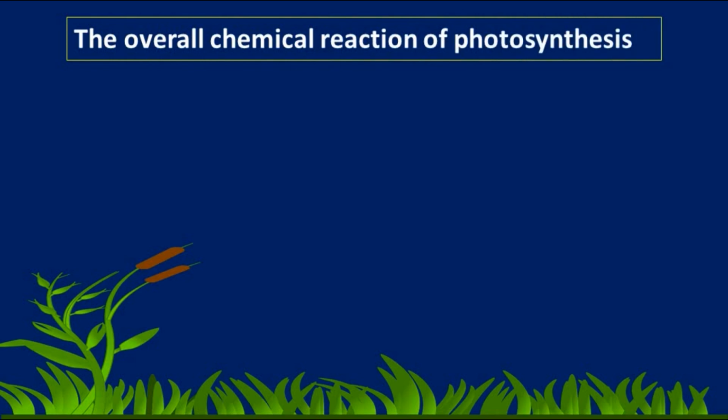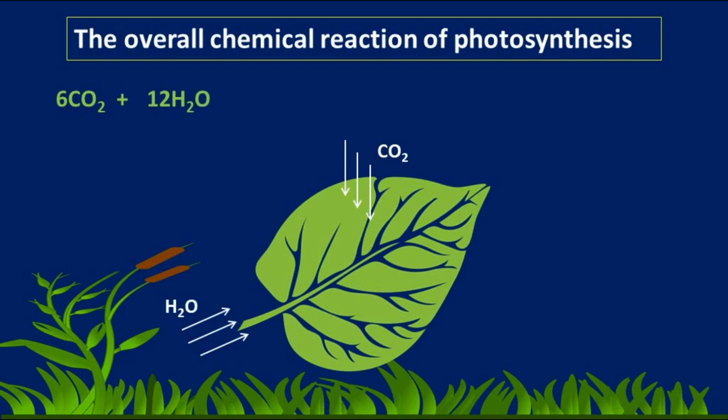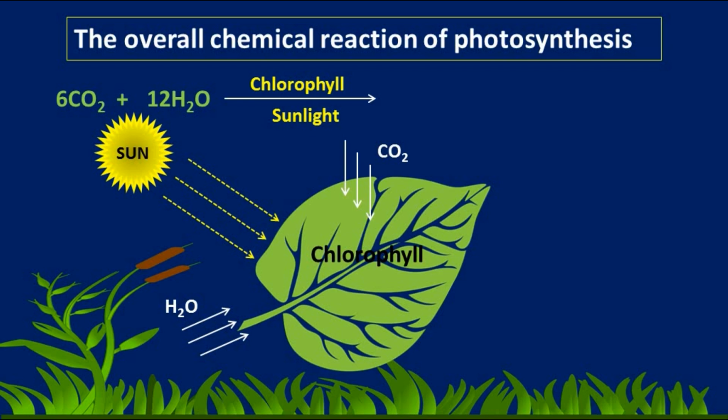Overall chemical reaction of photosynthesis. This is the leaf of a plant. Firstly, the plants take carbon dioxide from the atmosphere and water from the soil with the help of the root. From carbon dioxide and water, inside the chlorophyll in the presence of sunlight, glucose is formed, and finally oxygen gas is released during the chemical reaction. This is the photosynthesis reaction.